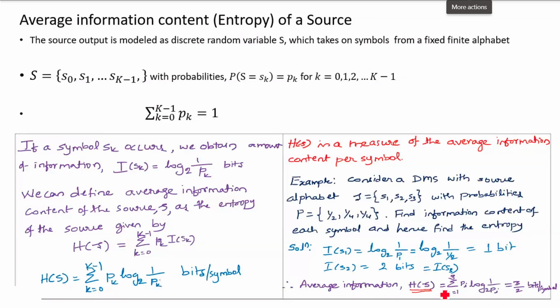So we find this H(S), the average number of bits per symbol. I get 1.5. Now when we are talking with respect to only a few symbols, we usually talk with respect to the symbol rate at which information is transmitted. What is symbol rate?